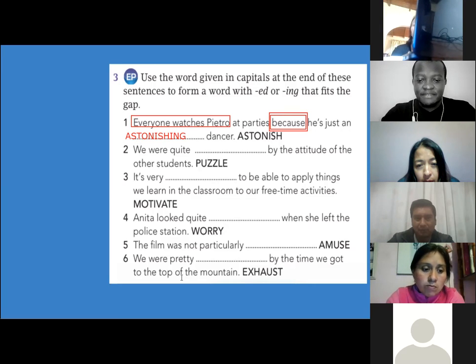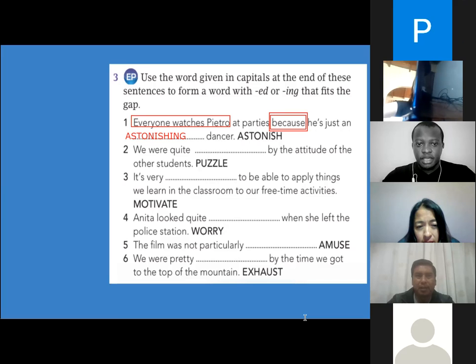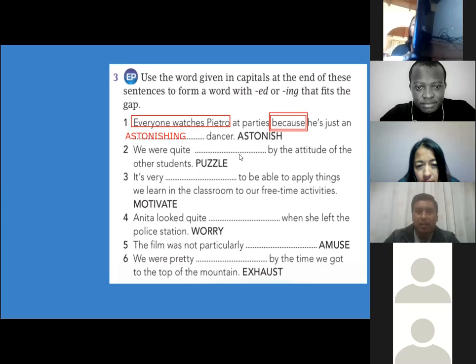Number two, I need a volunteer for number two. Anyone? Okay, Milton, go for it. We were quite puzzled by the attitude of the other students.